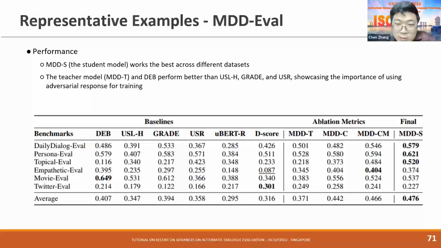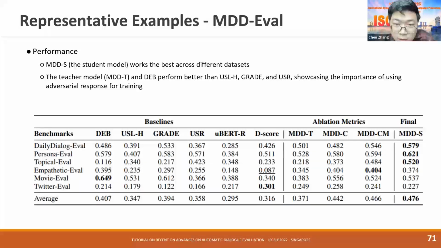In terms of performance, we can see here, the MDD-S is the final student model, and the MDD-T is the teacher model, which is trained on human-labeled data. And also we compare with DB, which is trained on the DailyDialog data, and the USL and the USR here, which we introduced previously, and D-score, which we also introduced. So we can see here, in terms of the performance across different benchmarks from different domains, the MDD student model performs well across different domains, better than both USR and the D-score, as well as the teacher model, which is 0.37, and here we obtain 0.47.